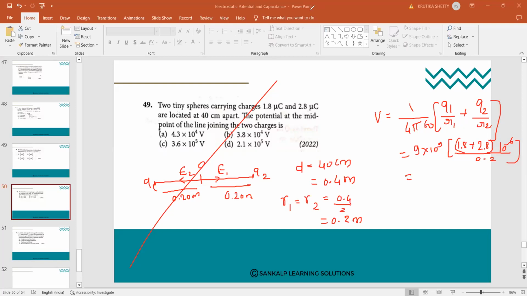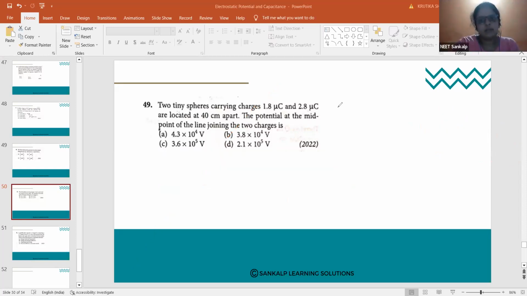You should get option D. Check whether you get D or not. Option D is 2.1 into 10 raised to 5. You should get option D. Just check it. I hope you have copied down this. In the next class, we will start with current electricity. Check whether option D comes or not.